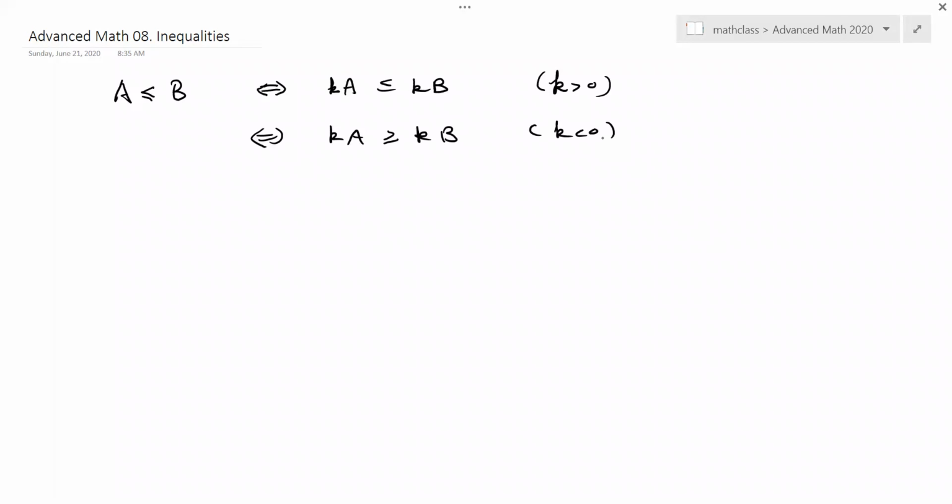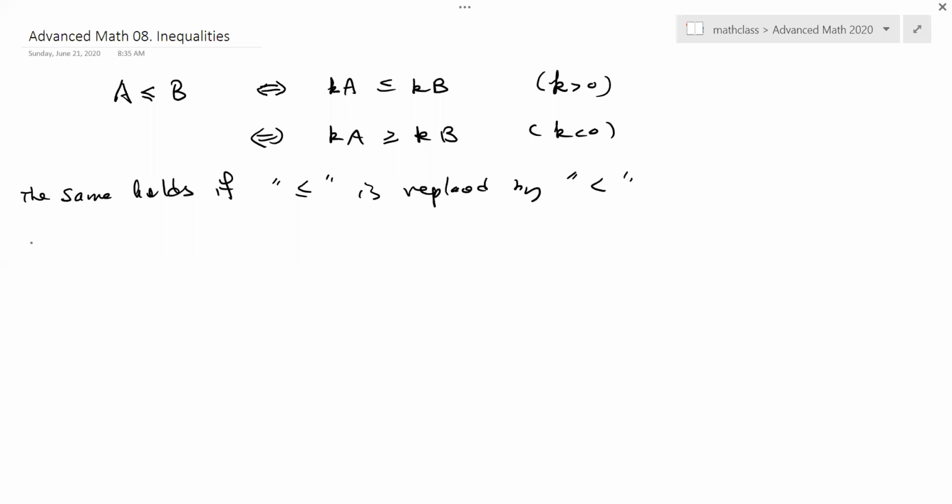Now this will be equivalent to this inequality if K is negative. And K could be in the denominator. K is not necessarily an integer here. So it's the same when you divide by K. Dividing by K is the same as multiplying by 1 over K. The same holds if this symbol is replaced by this strictly less than symbol. And that's all we needed to know.